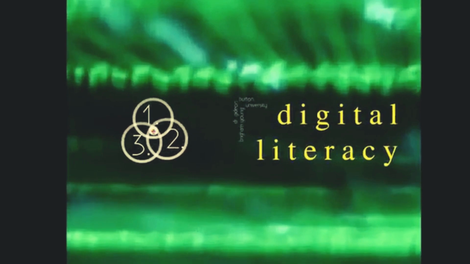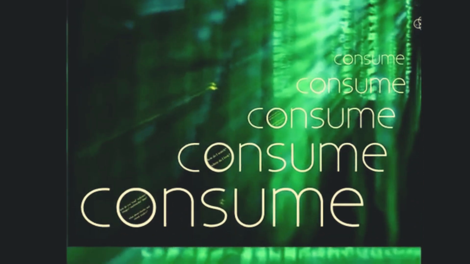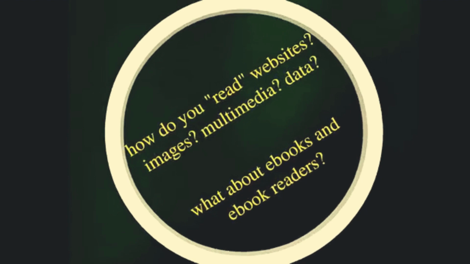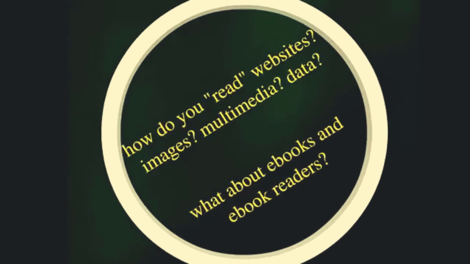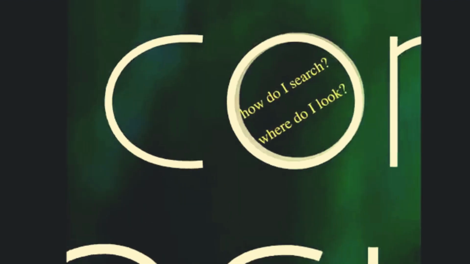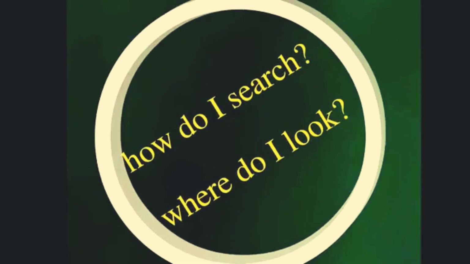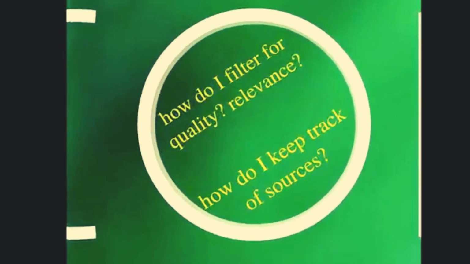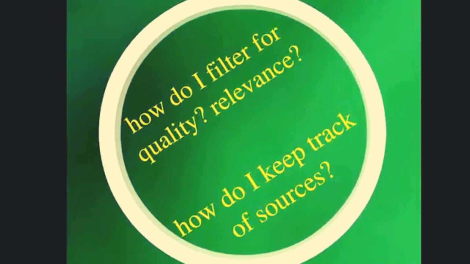Okay, so if we go back in and dig in a little deeper here, to consume, what do I mean by that? Well, how do you take in content? How do you select it? Including where, what about websites? What about e-readers? What are the best means for searching, and where do I look for a given topic or research area? Filtering for quality, for relevance. Another part of consuming intelligently today is keeping good track of your sources. It's so easy to click around in the internet and not keep track.